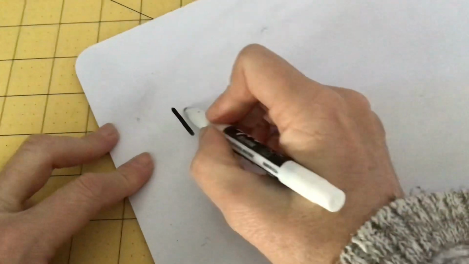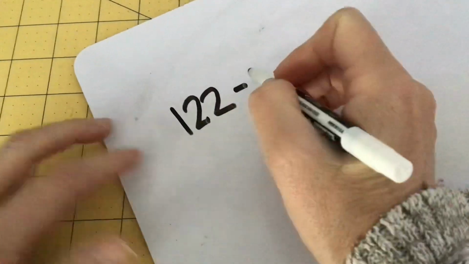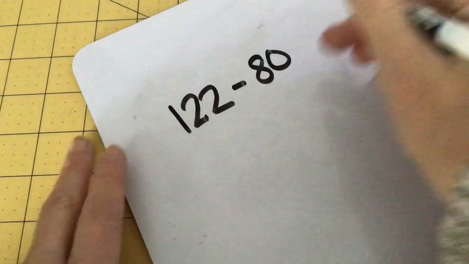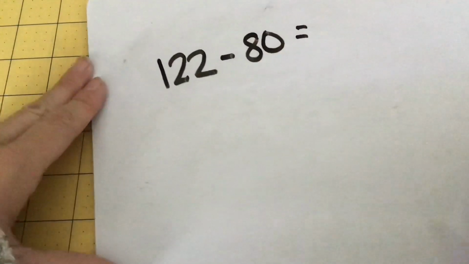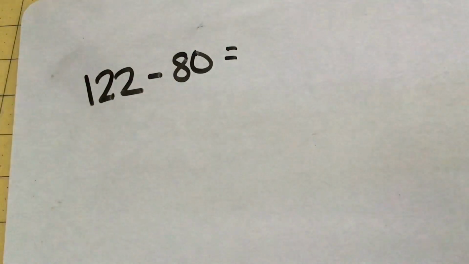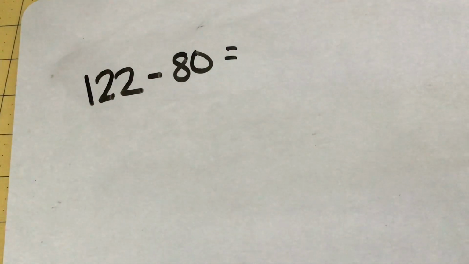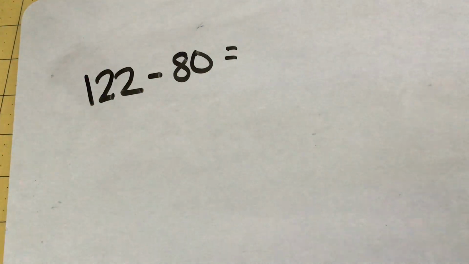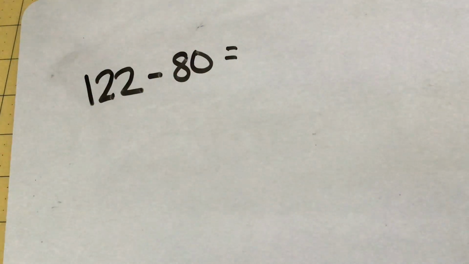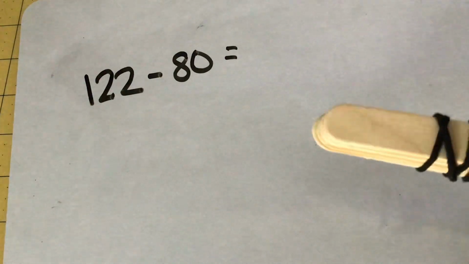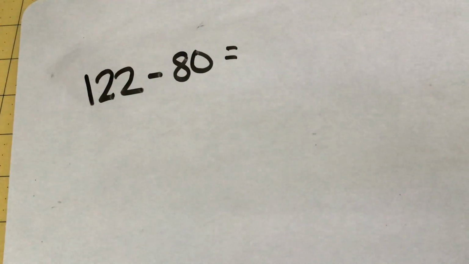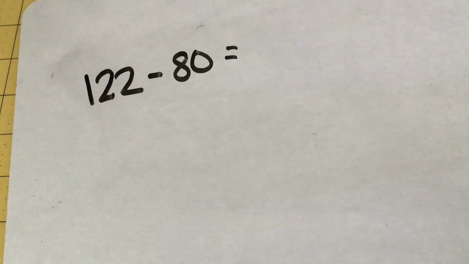All right. Let's see now if we can use those manipulatives to help us represent subtraction. What if we're given the problem 122 minus 80? And our job is to solve, to find out what the answer is. I wonder how we can do this. We're going to use our number sticks here, our groups of 10, to help us unbundle the 100 before subtracting.